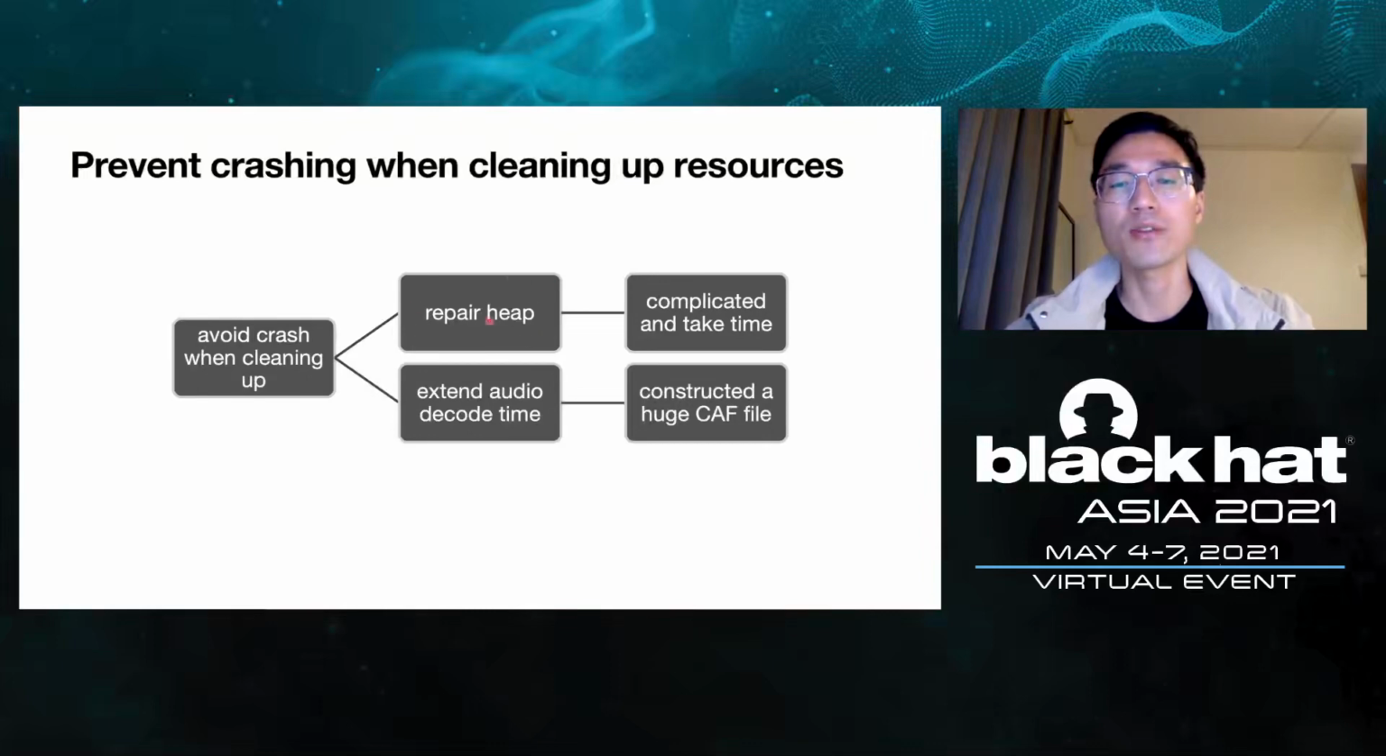The program may crash when we are repairing the heap. So we choose the second approach at last. I constructed a 600 megabytes CAF file with more than 17 million packets. It will take about 50 seconds to decode all of these packets, which is enough for my exploit.